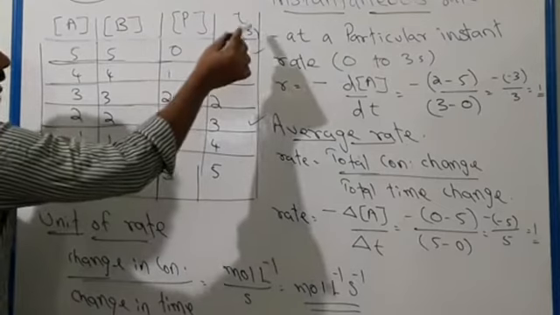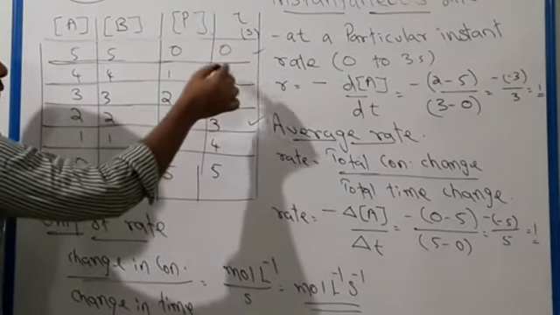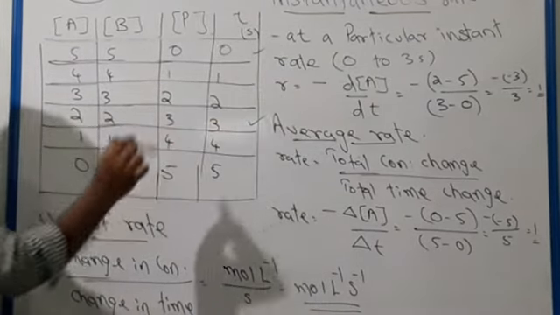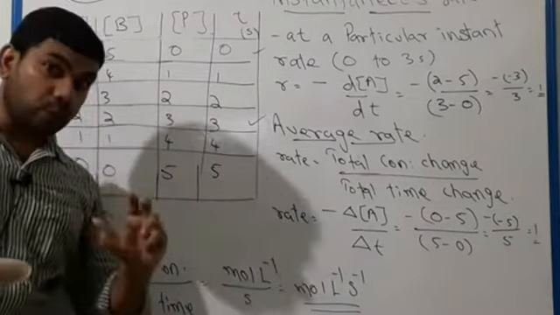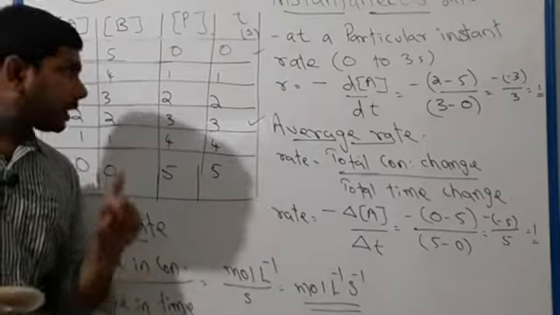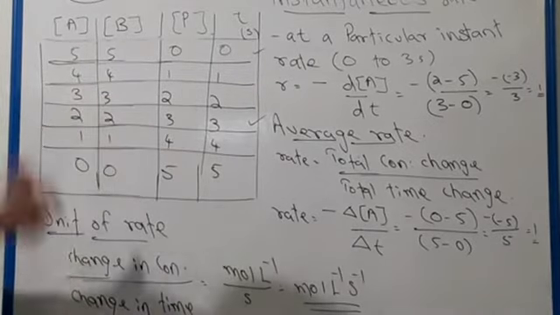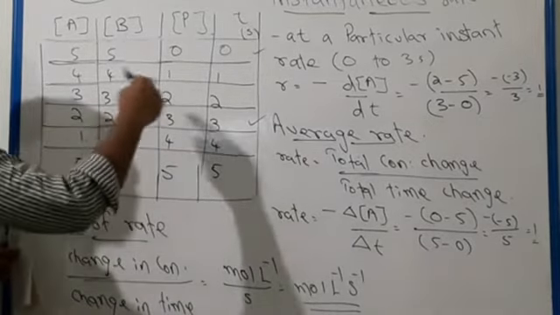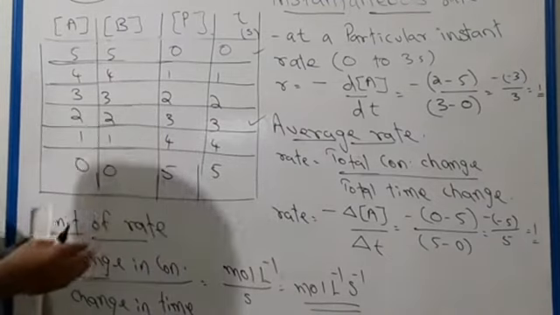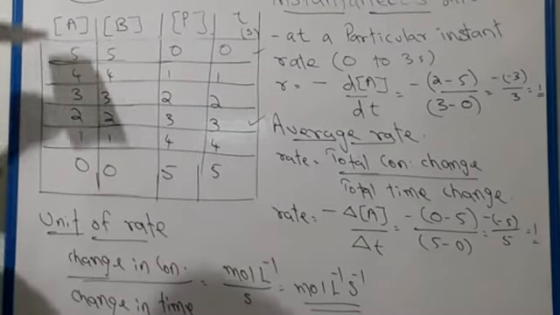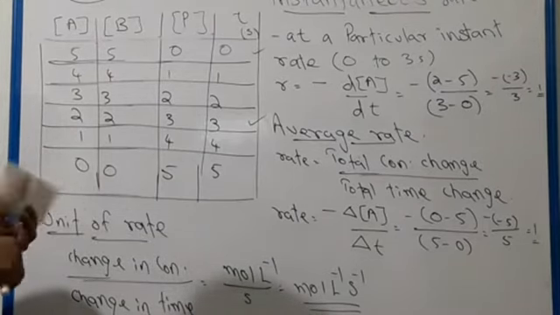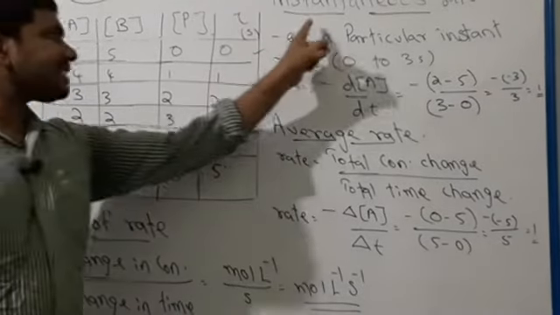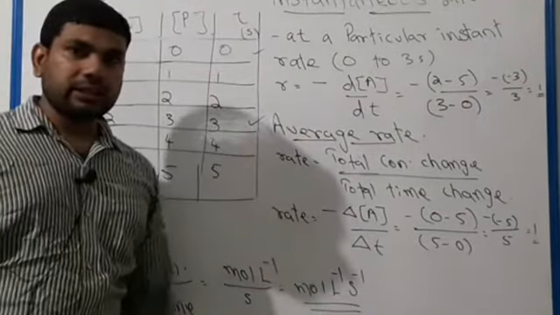Here time in seconds is progressing 0, 1, 2, 3, 4, 5. Similarly, the initial concentration of product is 0, but the concentration of product increases with time: 0, 1, 2, 3, 4, 5. So the concentration of product increases, the concentration of reactant decreases. Now here we have to discuss two points, instantaneous rate and average rate.